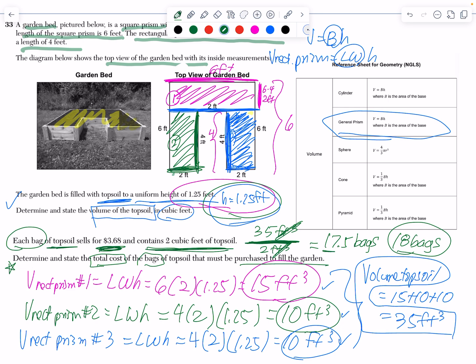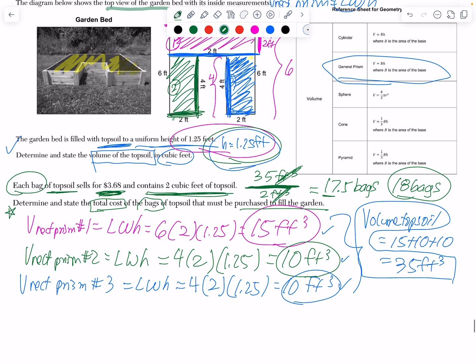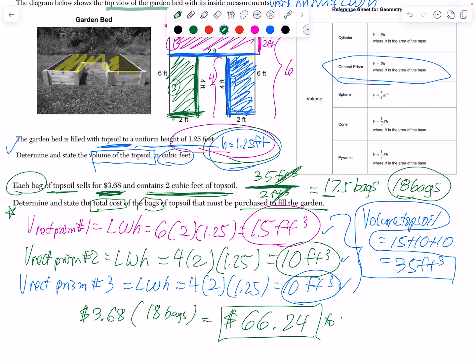We're still not done with the problem. Now we got to go back to the cost. The cost for a single bag was $3.68. And when I multiply this by the 18 bags, we get $66.24. That is the total cost for the bags of topsoil.